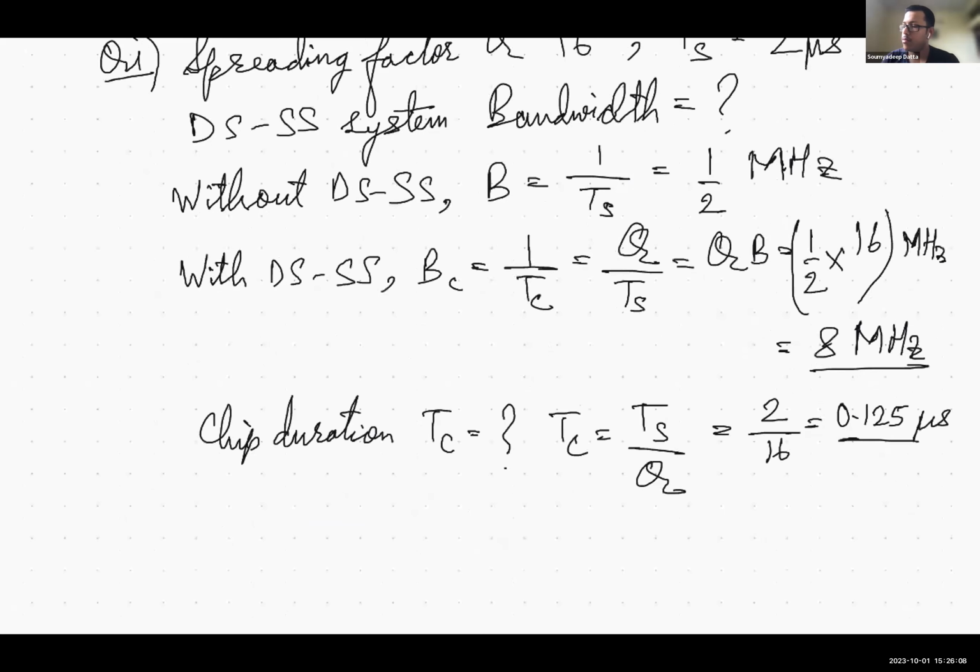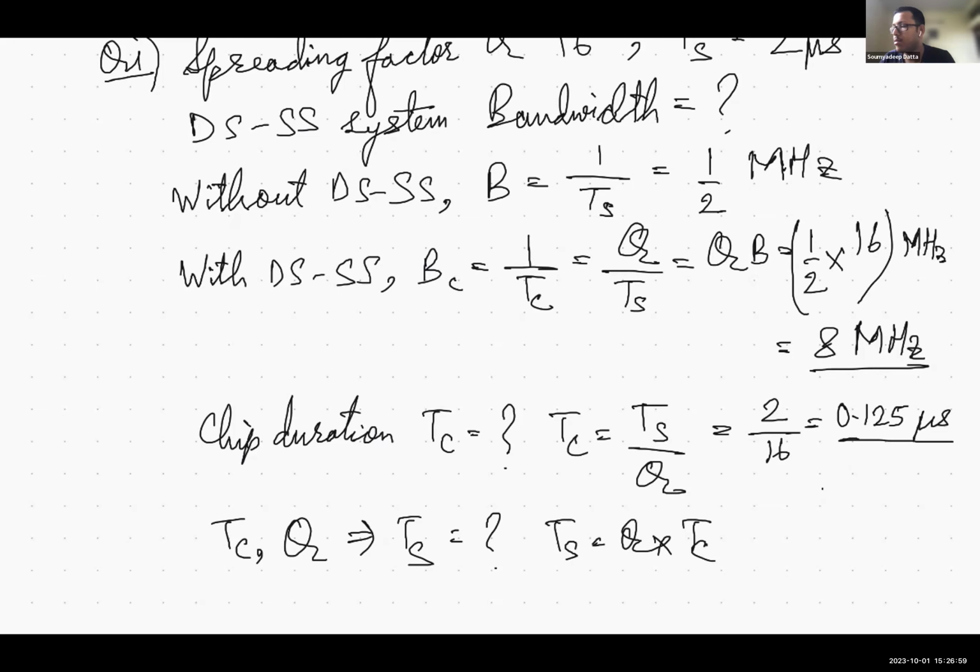Now you can also be asked an opposite question, where you are given TC and you are given Q, and you have to find TS, the symbol time. This is also doable because TC is equal to TS by Q, so TS is equal to Q times TC. It's just a multiplication. You just have to plug in the two values and you are good. Okay.